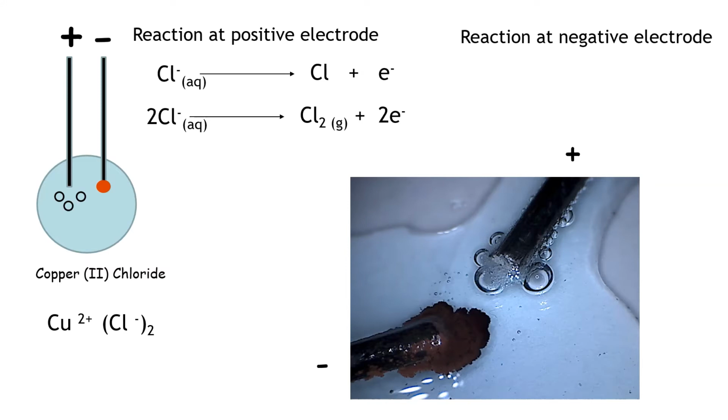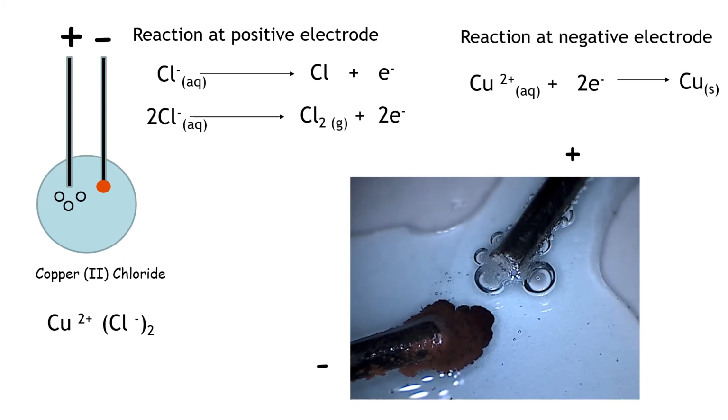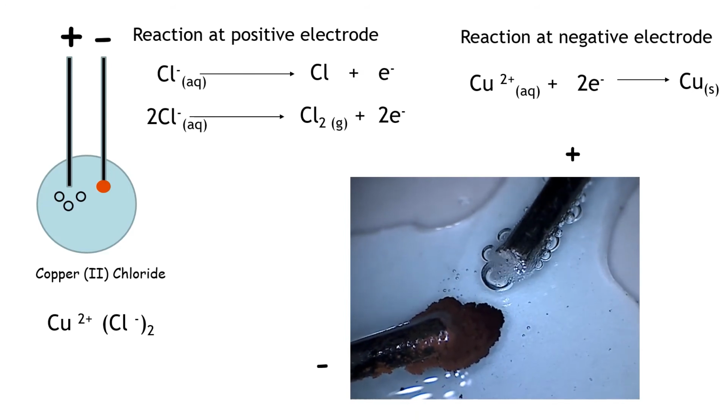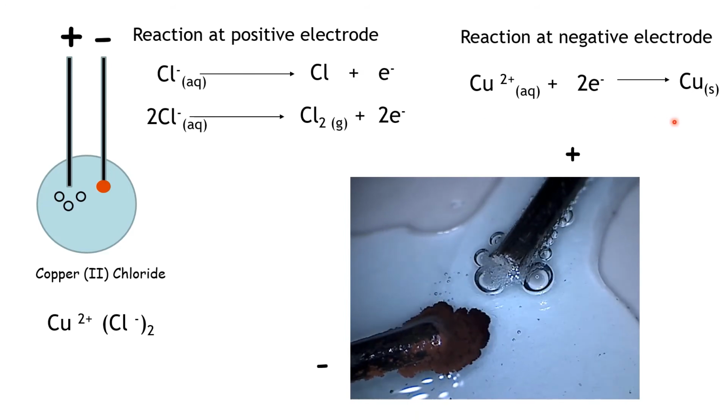At the negative electrode, that will attract positively charged copper ions. The copper ions will gain electrons from the negative electrode. You can think of a negative electrode as a source of electrons. So these positive copper ions will gain negatively charged electrons to form neutral copper atoms. If I click on this little animation, you can see these are the bubbles of chlorine gas formed at the positive electrode in an oxidation reaction. And this reduction reaction that we can see here is causing copper atoms to form at the negative electrode.